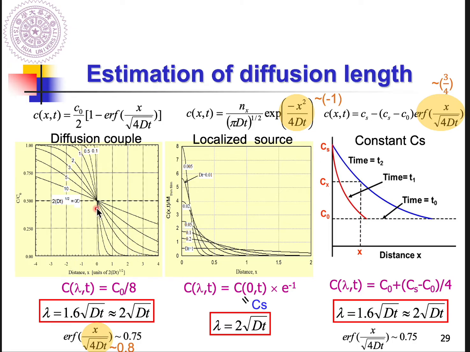So these two cases have this kind of relationship, right? For this case, at the diffusion length of the square root of 4Dt, C0 over 8 is roughly in this region. And if you assume C0 equals 0, they have the same value of concentration of diffusing agent at the diffusion length.